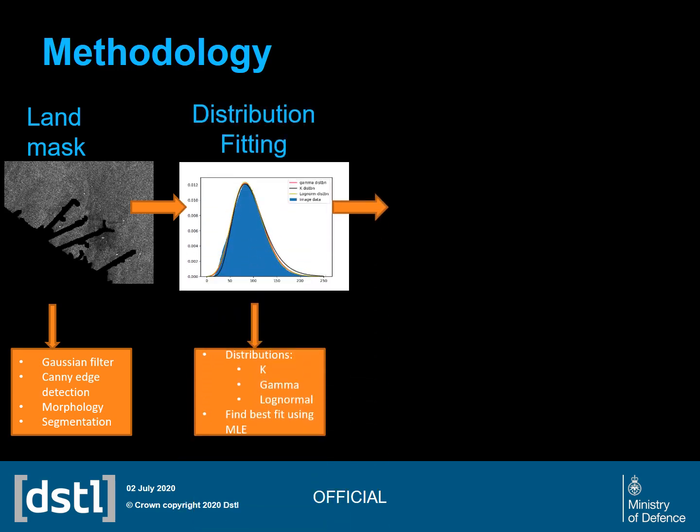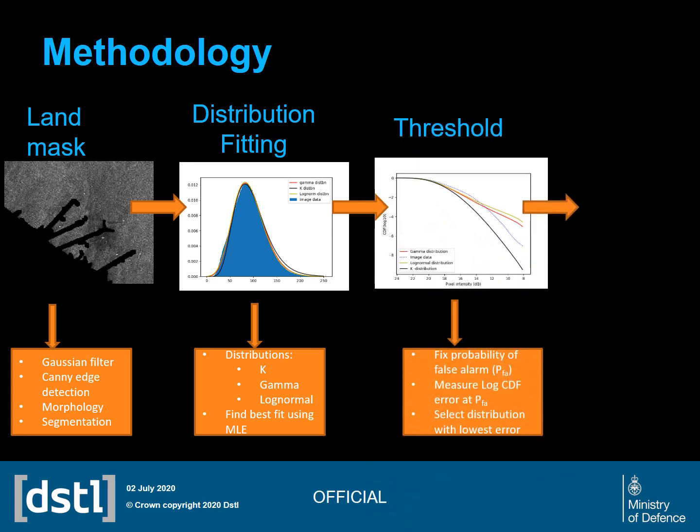I then used the distribution fitting algorithm to identify the best fit to the empirical data. I used the gamma, log normal, and K distribution, although these could be extended to any number of existing distributions. The more distributions that the model cycles through, the higher the processing time.